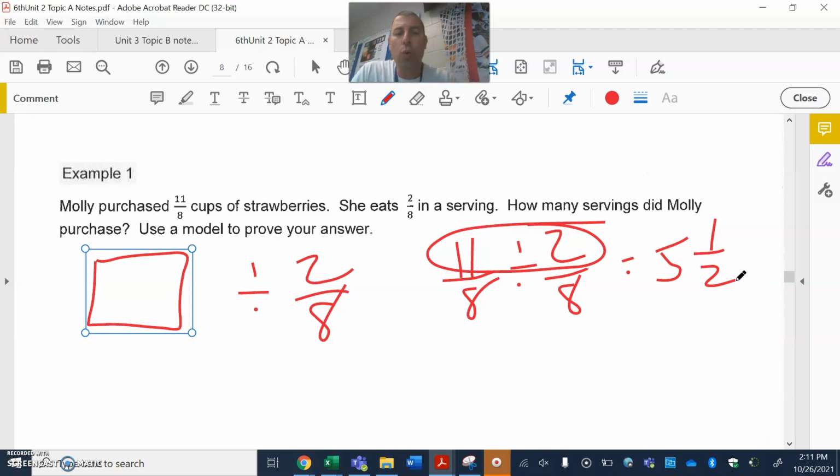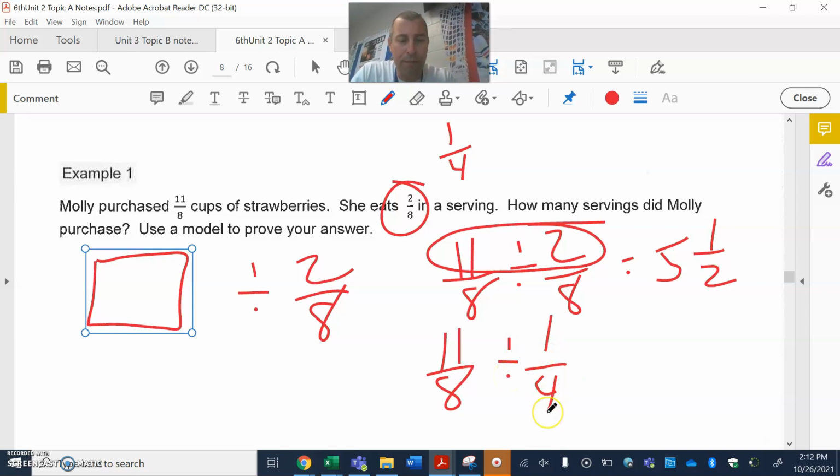Okay, so what if they didn't give me 2/8? Because 2/8 actually simplifies to 1/4. So what if we're actually doing 11/8 divided by 1/4? Well, we know we've got to get to 5.5 for an answer. One way, like I said, is to get common denominators, but I'm not a fan. One of the things we notice here is a connection.